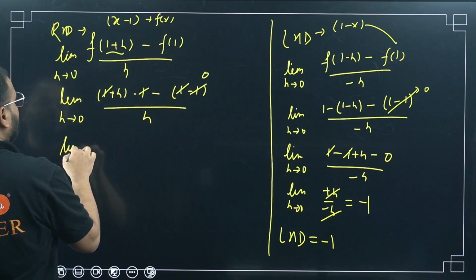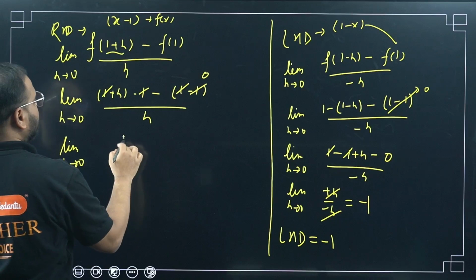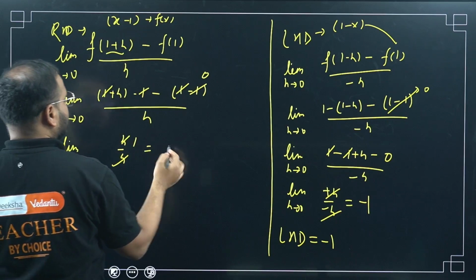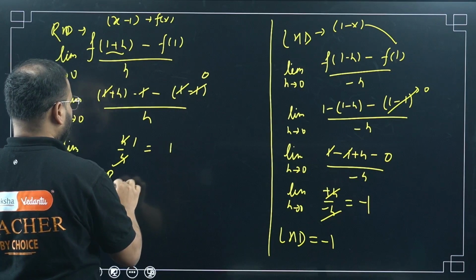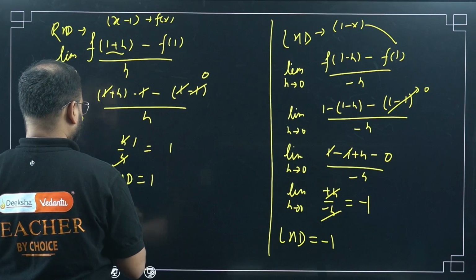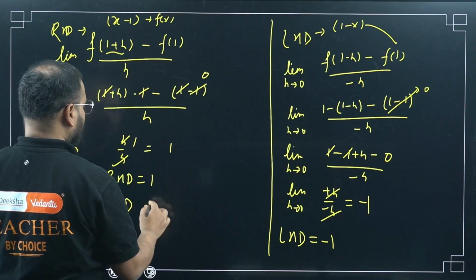What is it? Limit h tends to 0 equals h upon h. How much is that? 1. So what is the answer? 1. So what is my RHD? RHD is equal to 1. So what does it mean? LHD is not equal to RHD.